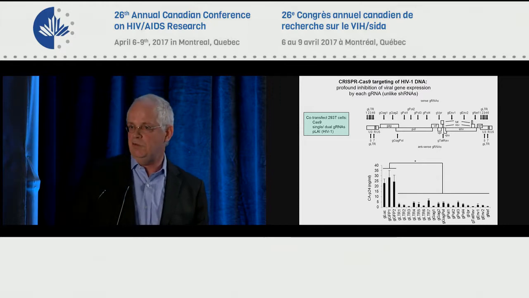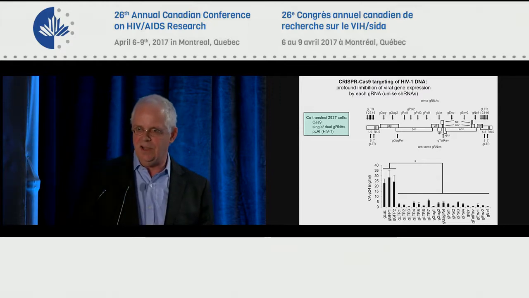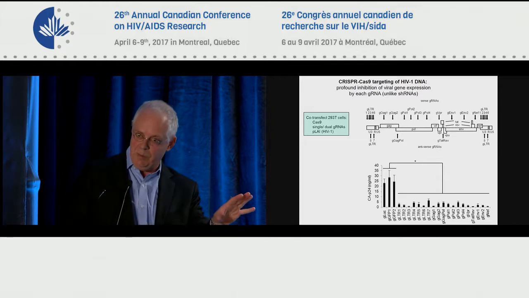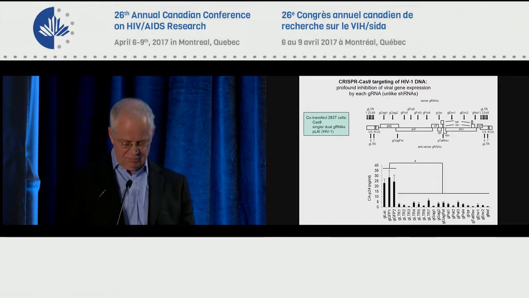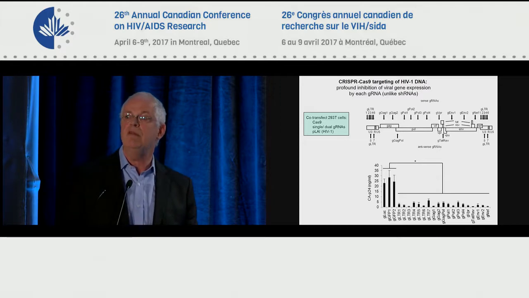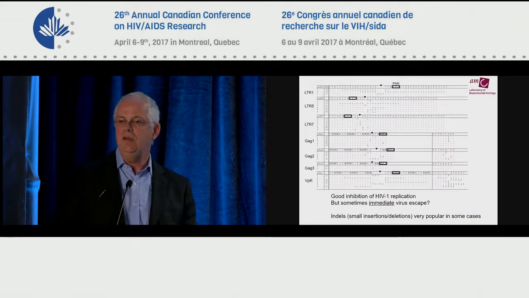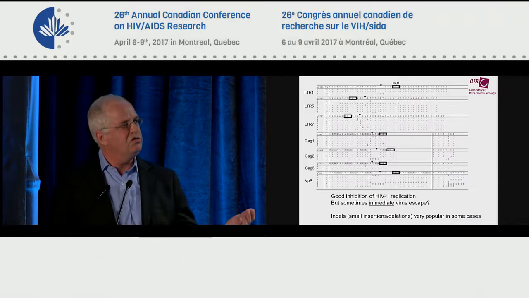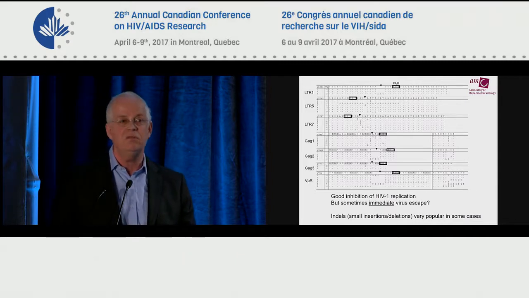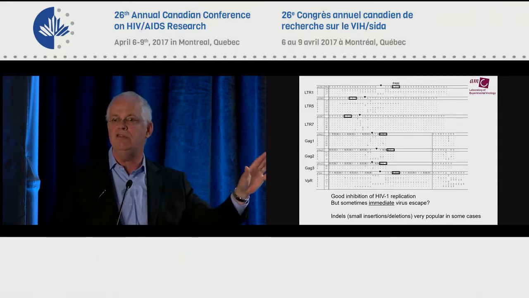So apparently it doesn't matter that much which guide RNAs you select, at least for inhibition, because they all seem to work. That was the first surprise. The second surprise came very rapidly. We introduced the components into T cells, and we started doing HIV-1 replication studies, and we got very good inhibition.